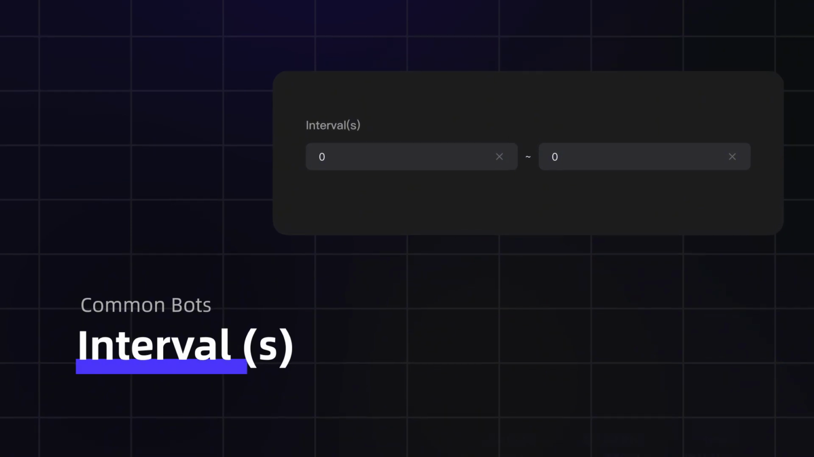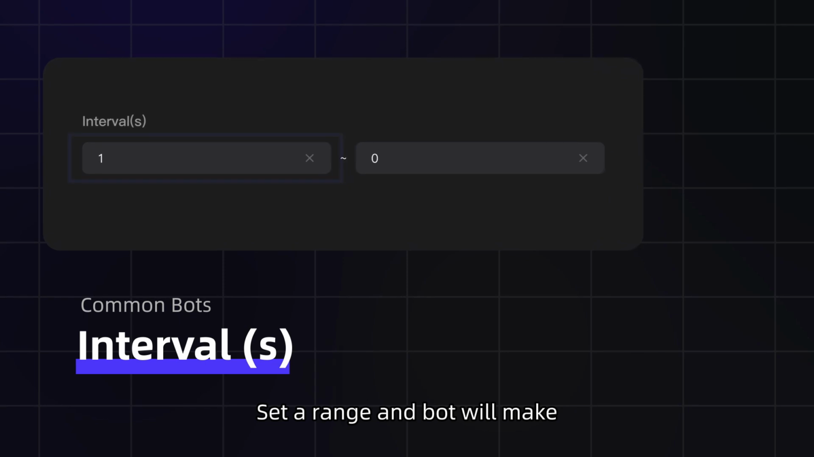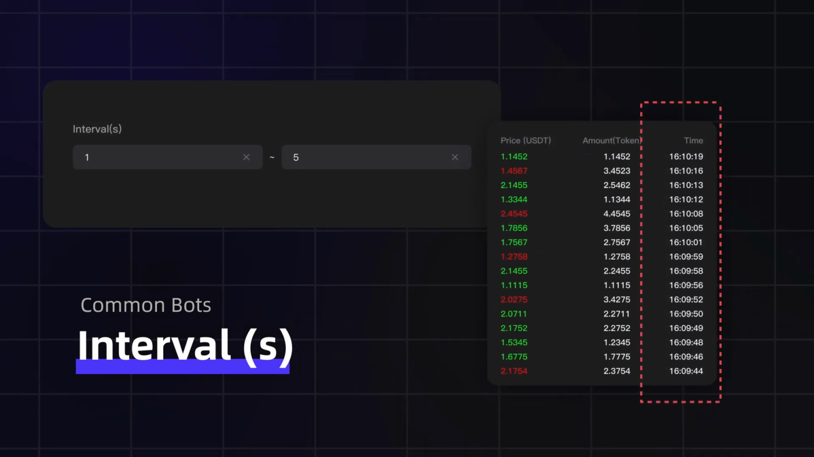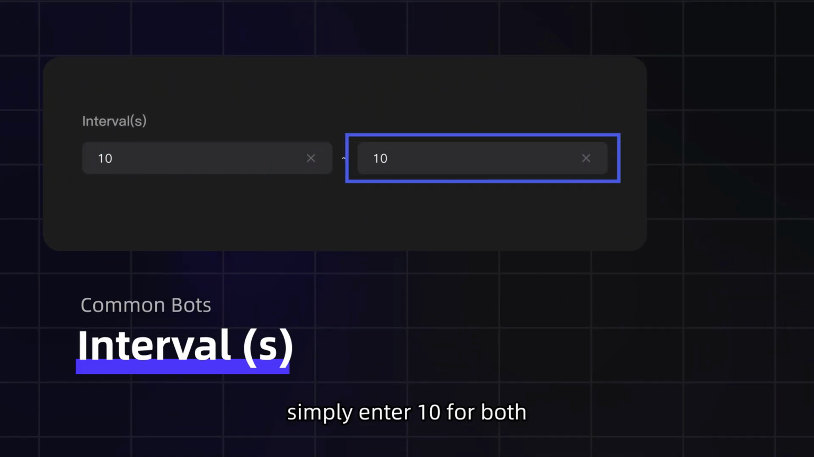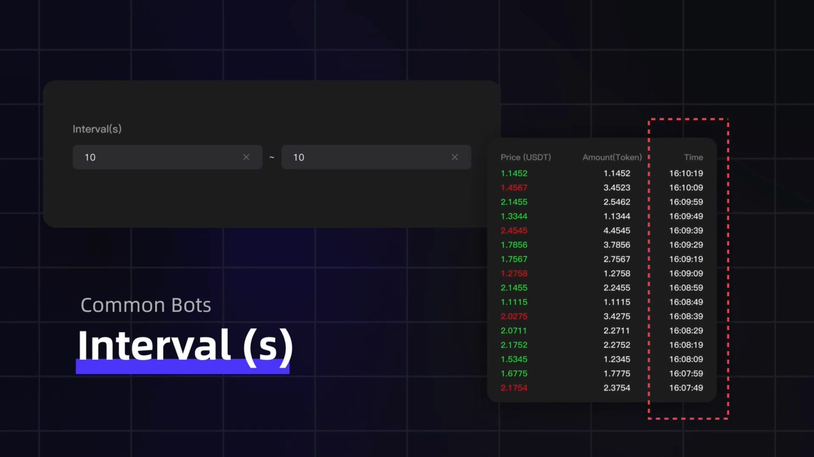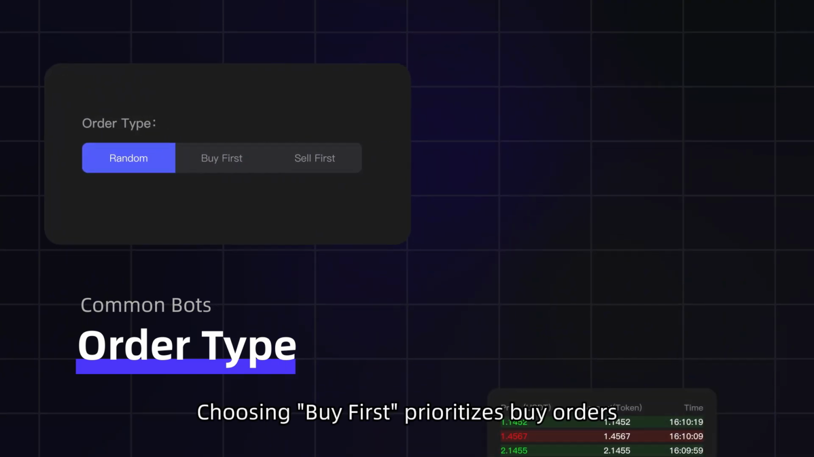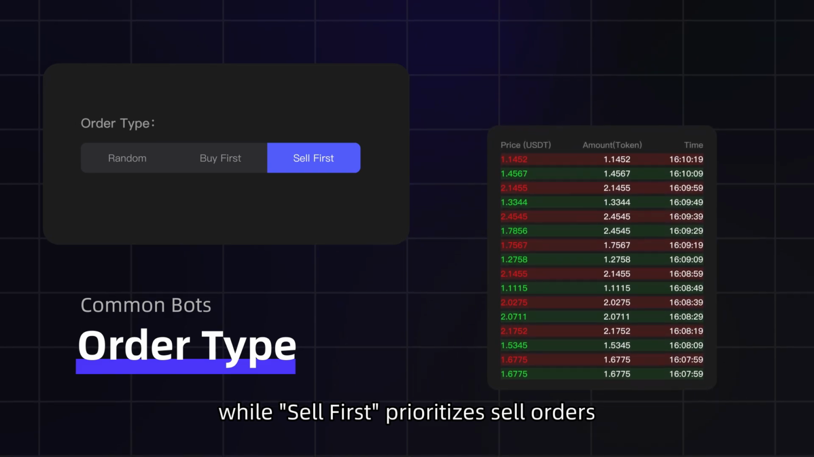Interval. Time interval between trades. Set a range and bot will make trading more randomly and naturally. To set a fixed 10-second interval, simply enter 10 for both. Order type. Default to random. Buy first prioritizes buy orders, while sell first prioritizes sell orders.